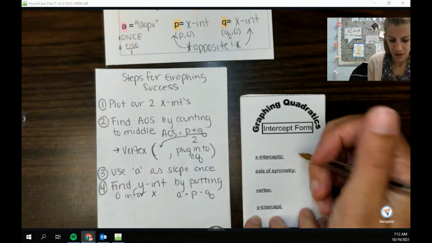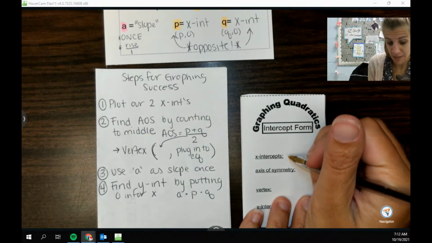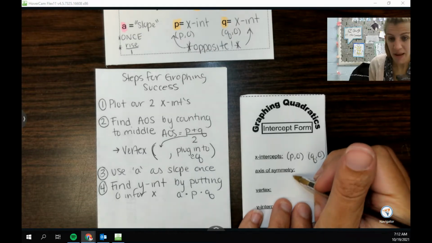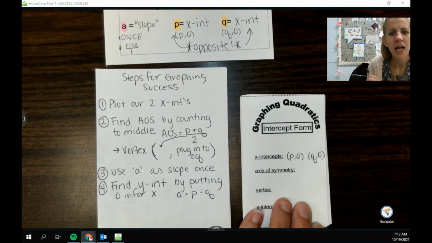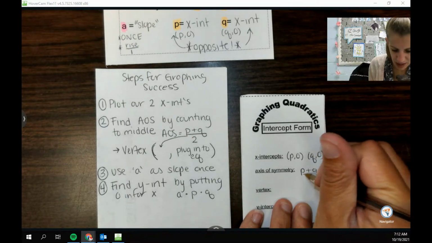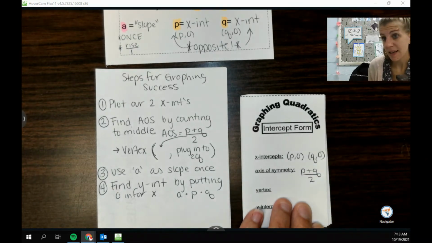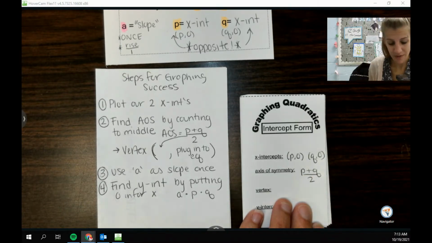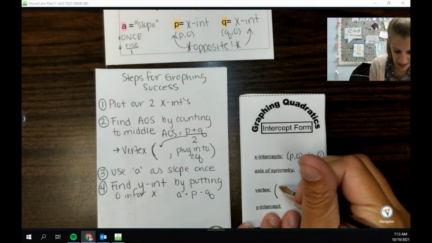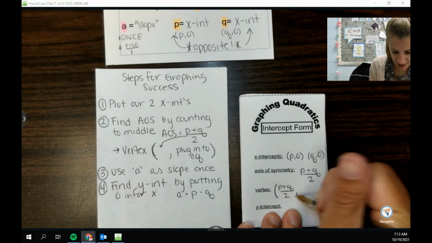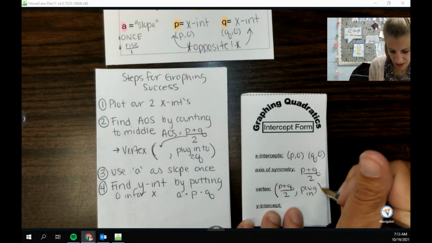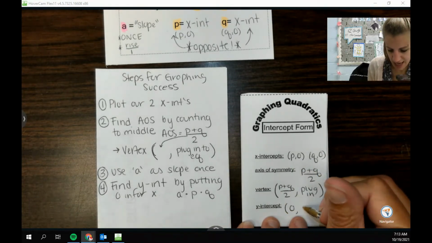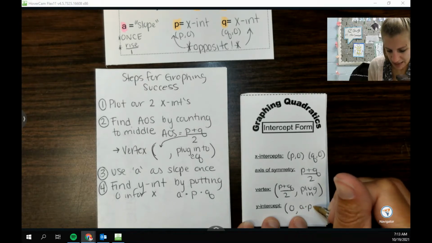When we are in intercept form, our x-intercepts are the opposites of the numbers in parentheses, so (p, 0) and (q, 0). My axis of symmetry, we can count to the middle, or we can use that little formula, (p plus q) over 2, because finding a middle is like finding an average. I'm adding up the two x-intercepts and taking half, because there are 2 of them. My vertex is going to be at that x value, and then I plug it in to get the y value. And for our y-intercept, we put 0 in for x, and what ends up happening is we end up doing A times P times Q.